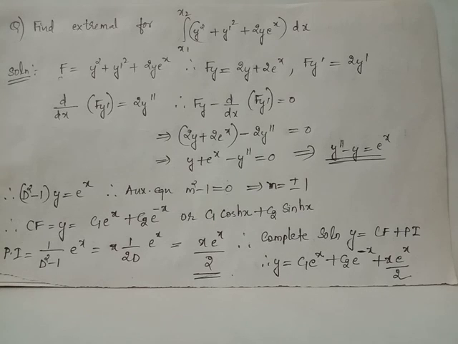Thus we have the complete solution y equals complementary function plus particular integral, which gives y equals c1 e raised to x plus c2 e raised to negative x plus x e raised to x upon 2.